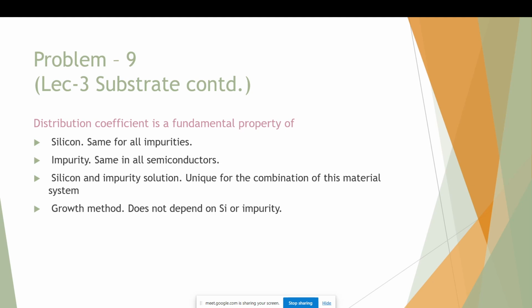So the next problem: distribution coefficient is a fundamental property of silicon, impurity, both silicon and impurity, or the growth method. Option 3, silicon and impurity. You're right. It depends on the binary phase diagram, and it is unique for the combination of the two materials. Correct.